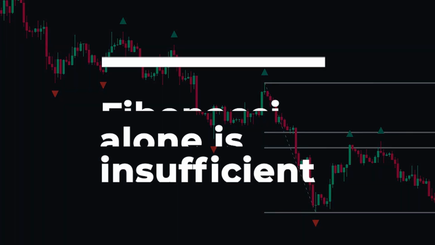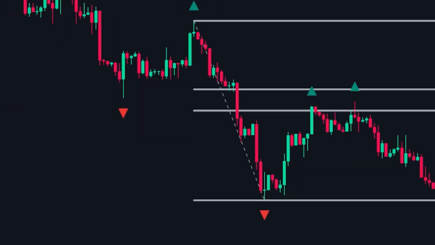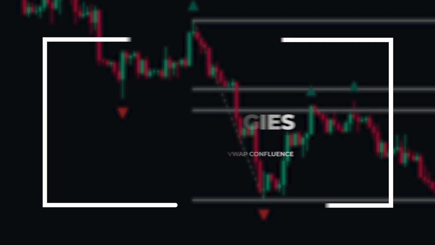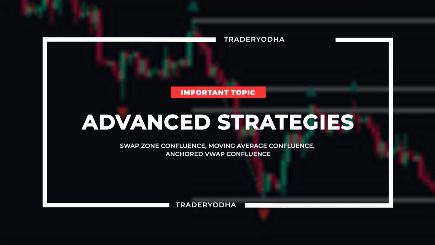However, Fibonacci alone is insufficient. We must hunt for additional confluences to uncover high probability trade situations. Now that we've studied the fundamentals of Fibonacci, let's move on to more advanced techniques.